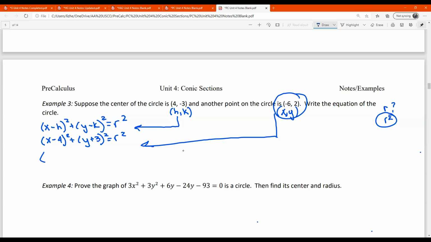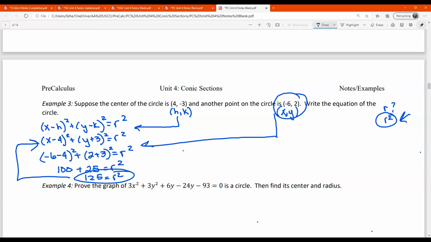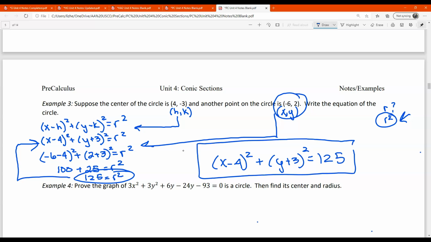And so that gives me (-6 - 4) squared plus (2 + 3) squared equals r squared. And now I have only one variable, r, and I can find my radius. So I have -10 squared is 100, plus 5 squared is 25, is r squared. So 125 is r squared. And that's good enough. I don't technically need to know my radius. I just need to know what r squared is. So plugging that right into that equation, I have (x - 4) squared plus (y + 3) squared equals 125. And there's my equation of my circle.